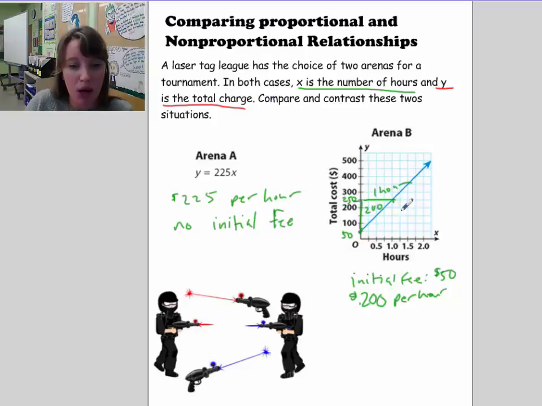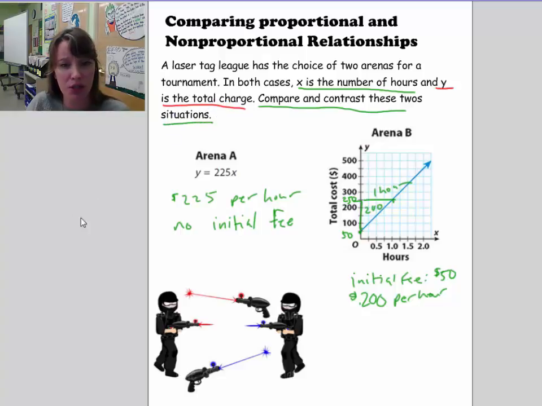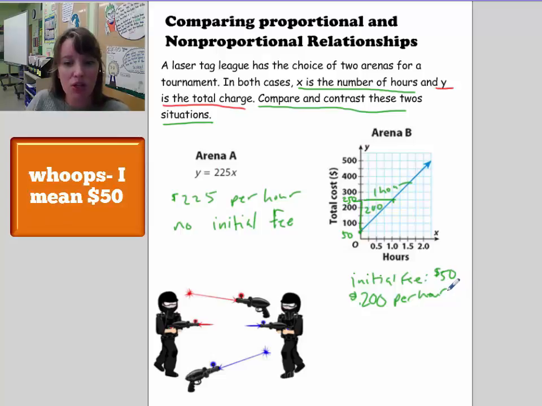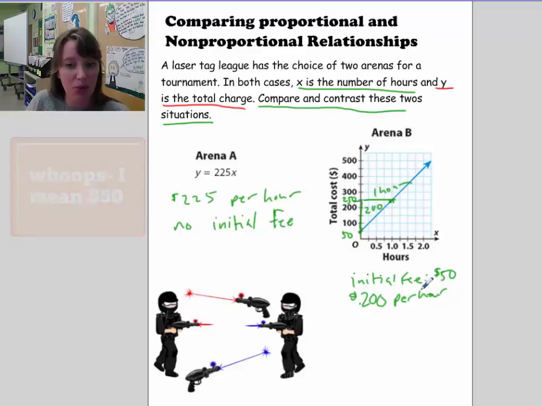Now that we've evaluated each of the cost structures, and interpreted them in terms of the initial fee and the per hour cost, let's use some sentences to compare and contrast the two situations. One thing you can say is that Arena B is cheaper per hour. It's $200 per hour, whereas Arena A is $225 per hour. But Arena B does have an initial charge of $50. So if you're just going for 1 hour, Arena B is actually going to be more expensive.